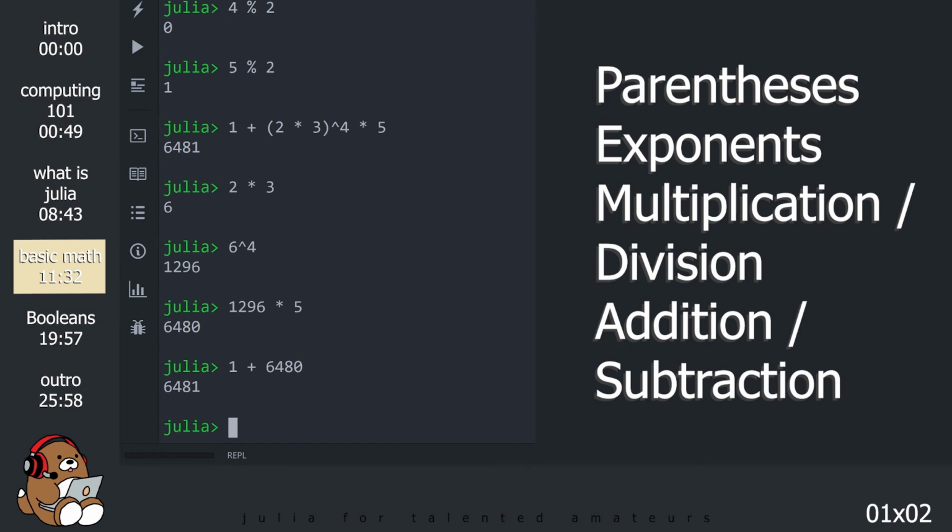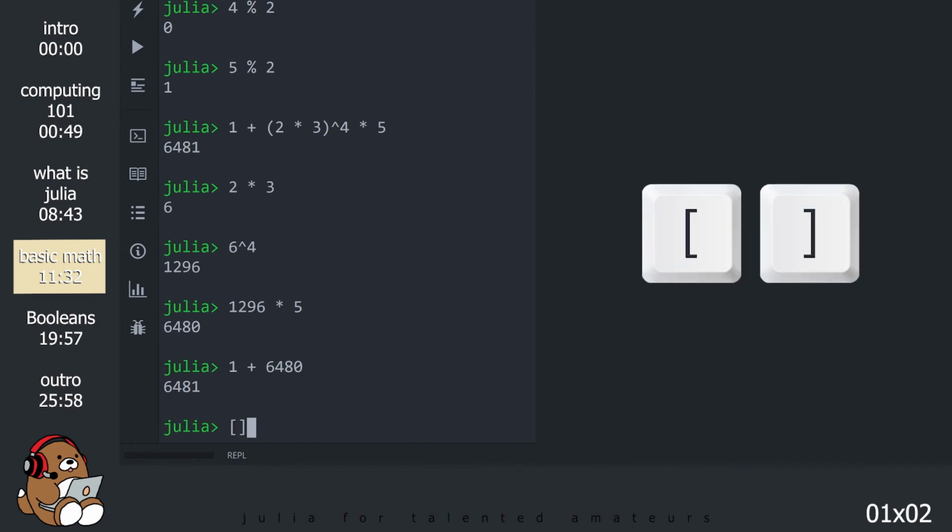As you might expect, Julia follows the order of operations, and for clarity, you can always add more parentheses, since Julia will do the parentheses first, but you should never use square brackets. These square brackets have a special use in Julia, which we'll cover later.